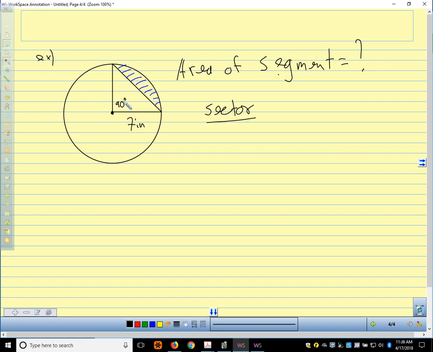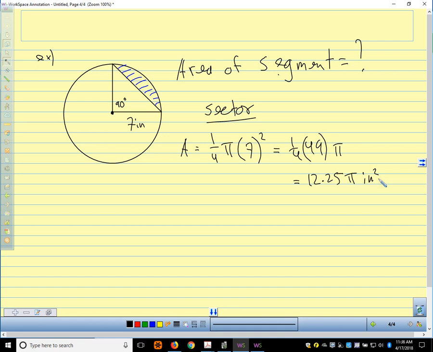Well, how much of a circle is 90 degrees? 1/4. So 90 divided by 360 is 1/4. It takes up 1/4 of the circle. So the area is going to be 1/4 of pi times 7 squared. 7 squared is 49, and I divide that by 4. So that's 1/4 of 49 times pi, and that would be 12.25 pi square inches for the area of the sector.